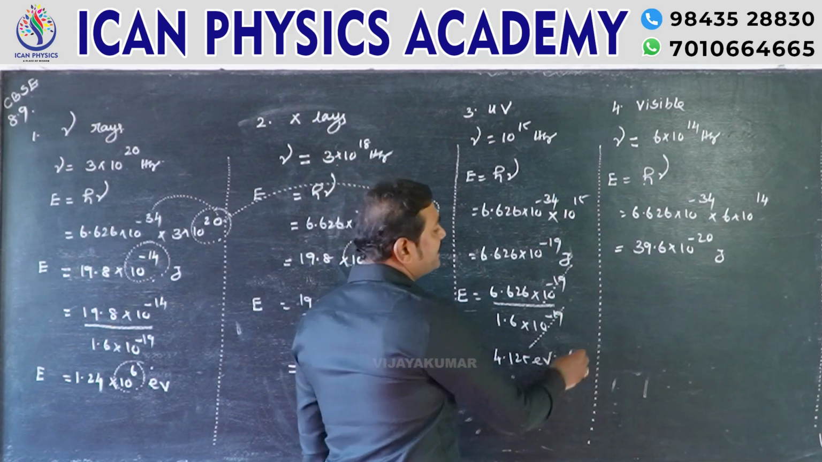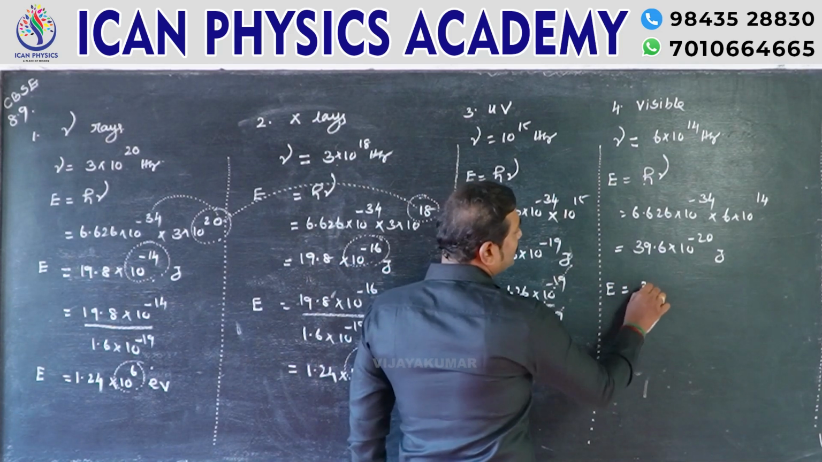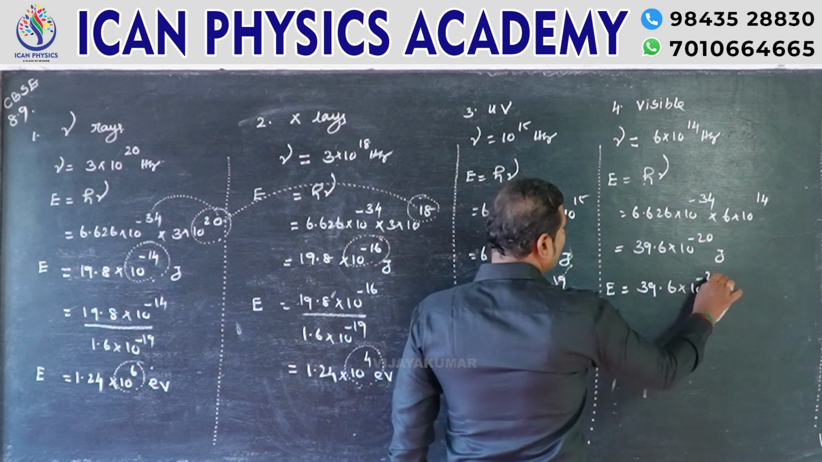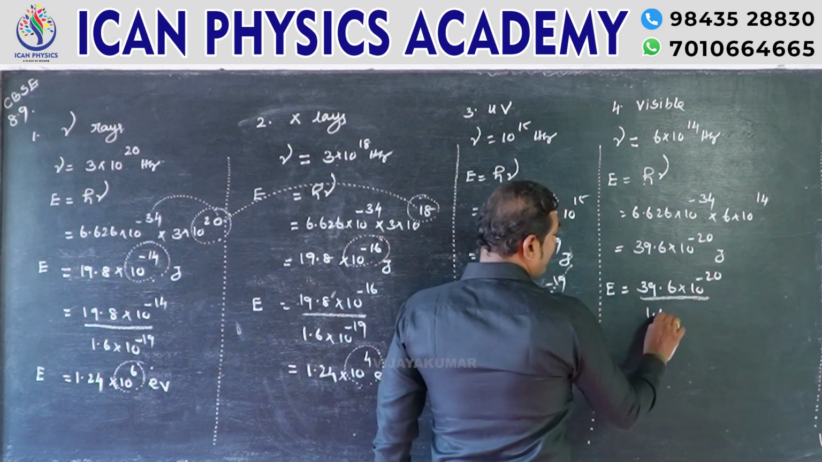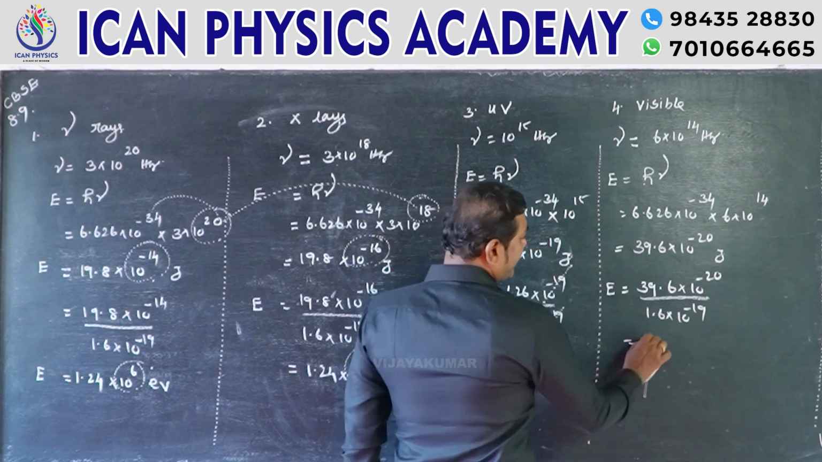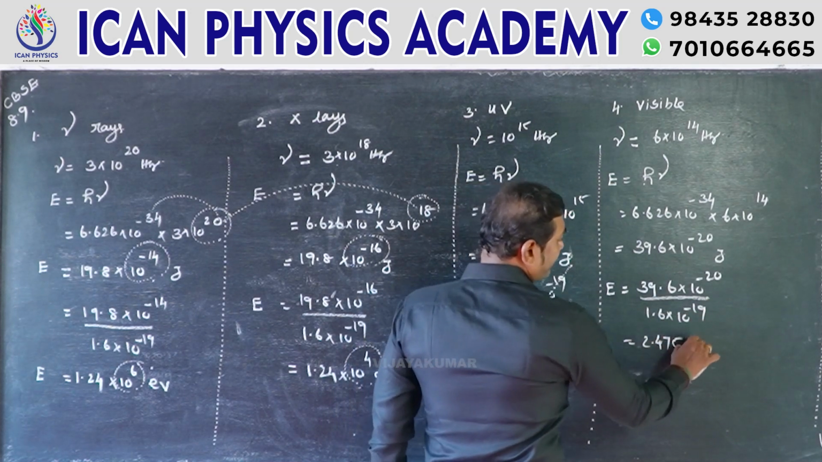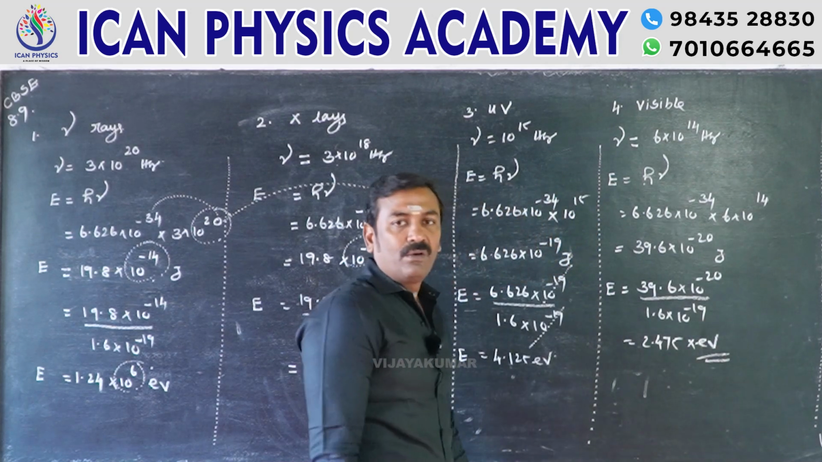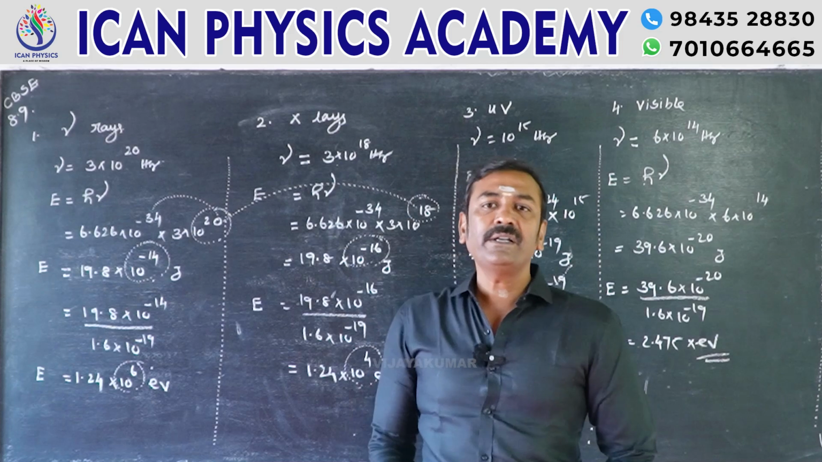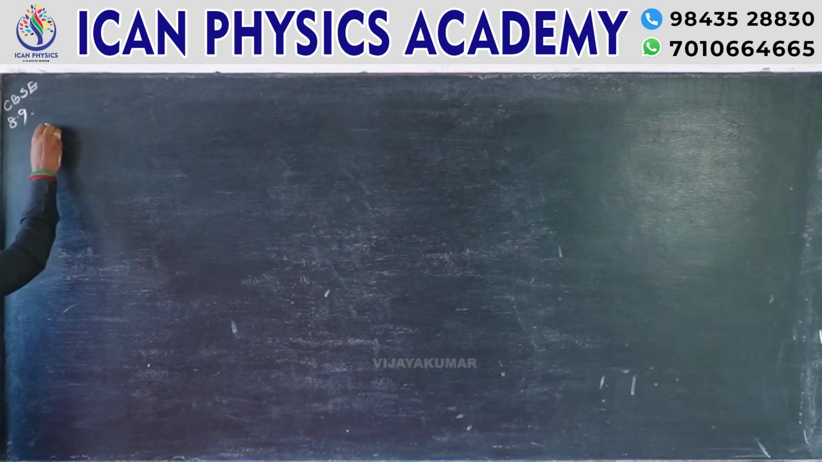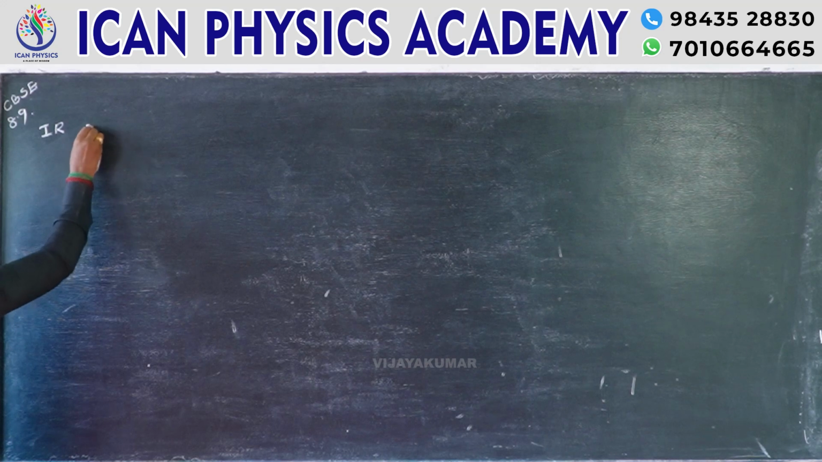Okay. Now we can convert it into electron volt. So 39.6 into 10 to the power minus 20 divided by 1.6 into 10 to the power minus 19. So finally you can get 2.475 electron volt. Okay, do you get it now? Do you have any doubts? No doubts.